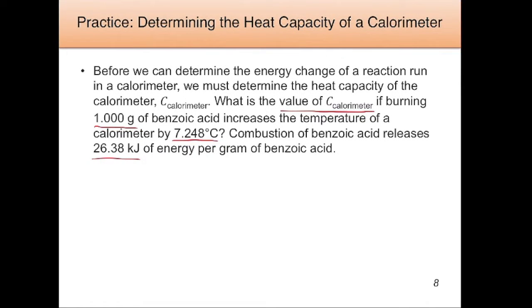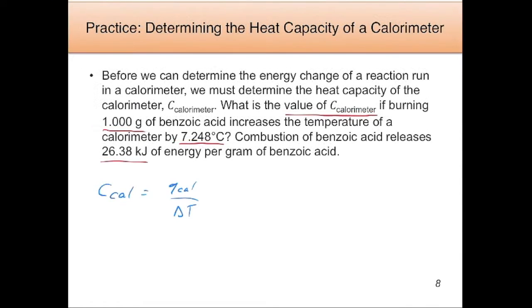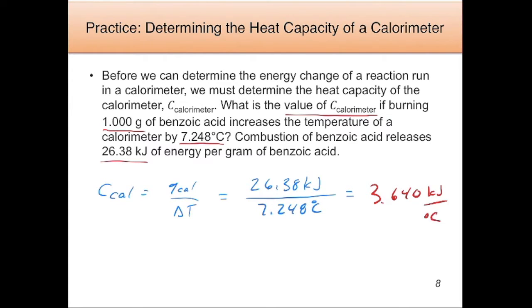Using the equation from the previous slide, C calorimeter equals Q calorimeter over delta T, we can determine the calorimeter constant. The Q of the calorimeter is 26.38 kilojoules, and the change in temperature is 7.248 degrees Celsius. If we solve this problem, we end up with a calorimeter constant of 3.640 kilojoules per degrees Celsius.